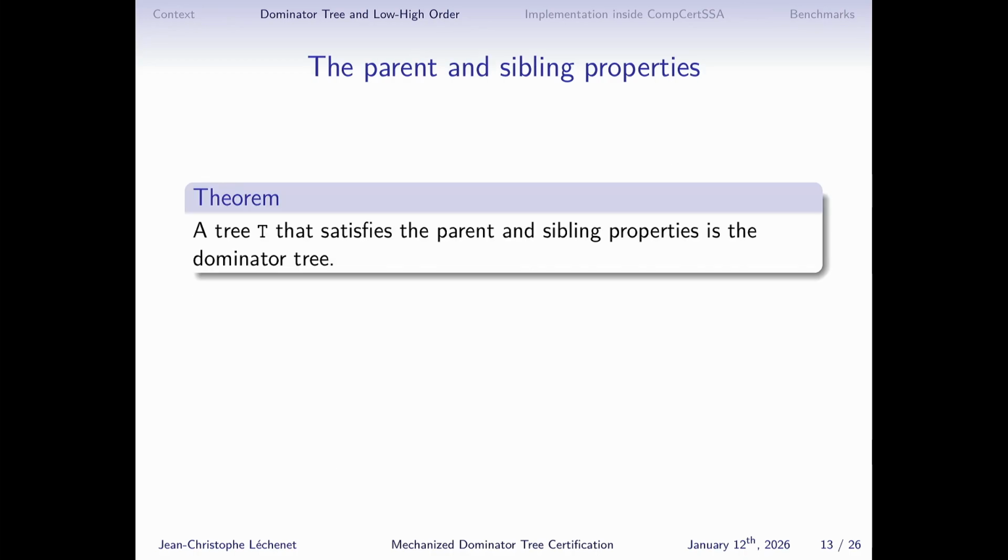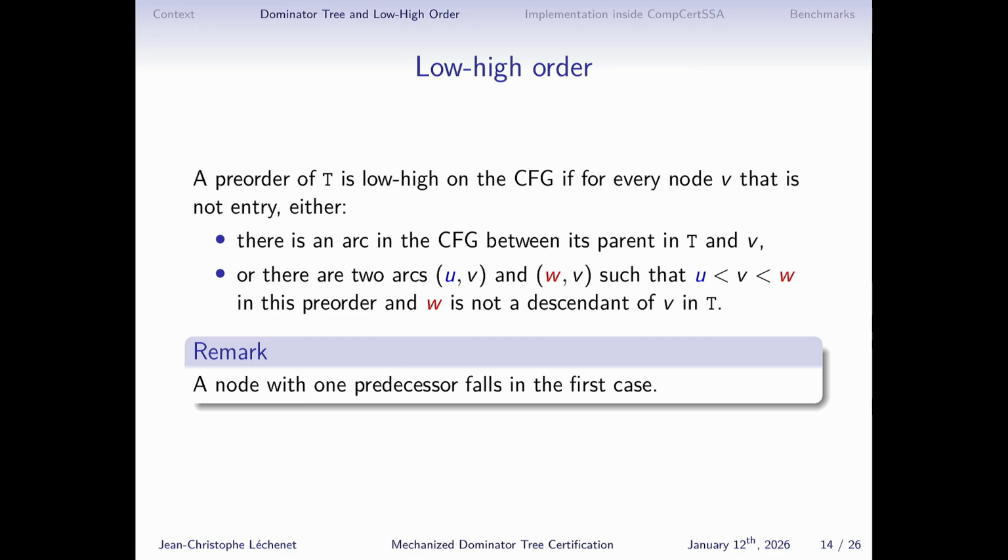And the main theorem is that if the tree satisfies both the parent and sibling properties, then it's the dominator tree. Checking the parent property is easy, it's enough to follow the definition. But checking the sibling property actually involves dominance, and this is what we want to justify. So it's still not obvious how to check it. That's why they introduce this notion of low-high order.